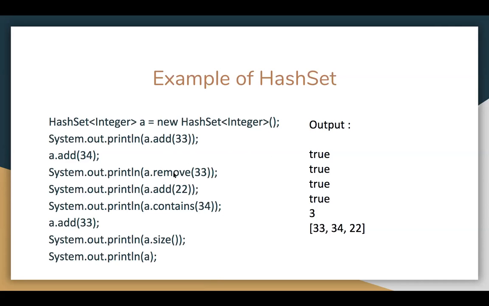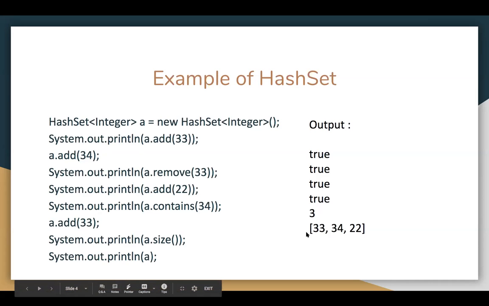It adds 34. It comes to here, and there is a 34, so it removes it, so that outputs true. This a.add, since there's no 22, outputs true. Dot contains, it does contain a 34 from back here, so that is true. It adds 33, and then we print out the a.size. First you have the 34, then you have the 22, and then you have the 33 again. So that would be 3.